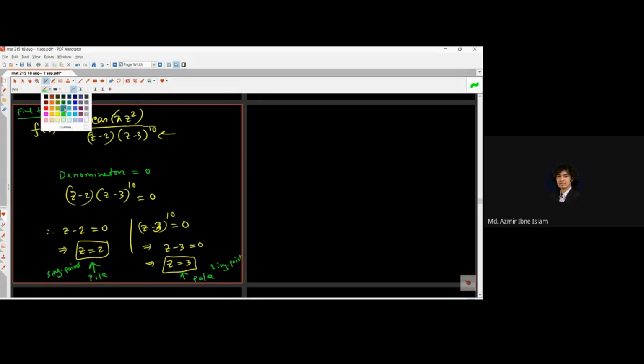You can verify if we input z equal to 2 here. So 2 negative 2 is 0. That means something by 0 is undefined, right? Similarly, if we input 3, 3 negative 2, that is 1, no problem. But 3 negative 3 is 0. So 0 times 1, 0. Something by 0 is undefined. So that's why these points are called singular point or pole. Clear?